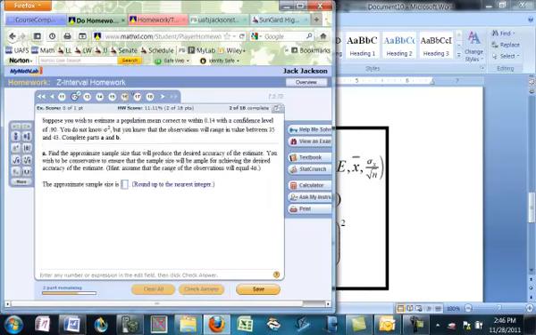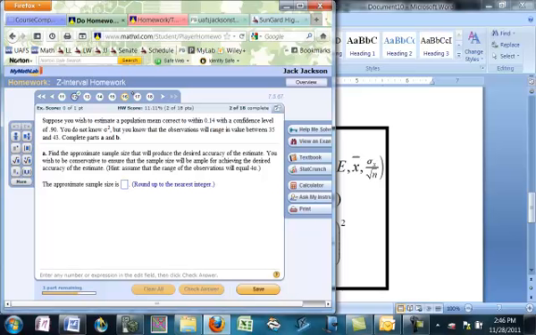Okay, here's the sample size we're looking for. Suppose you wish to estimate a population mean correct within 0.14 with a confidence level of 0.90. You do not know sigma square, but you know that the observations will range in value between 35 and 43. Now this time you really need to know sigma square to be able to do this.